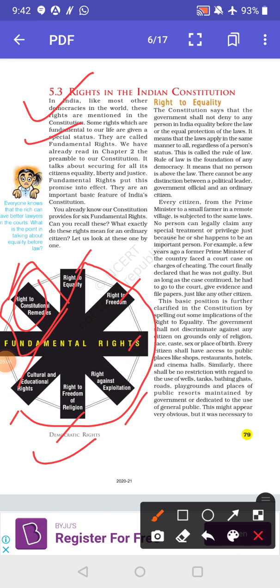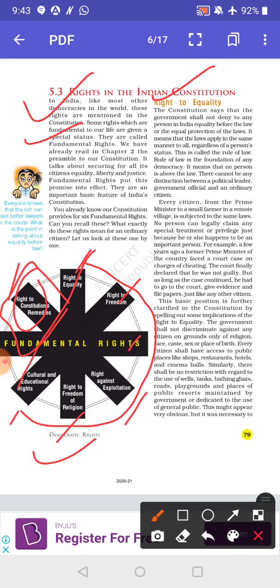Now, the second right is the right to equality. Our constitution says that the government cannot deny any person in India equality before the law or the equal protection of the laws. This means that the law applies in the same manner to every citizen regardless of status. Whether they are rich or poor, and whatever their caste, sex or religion, they will be given equal rights and equal status.